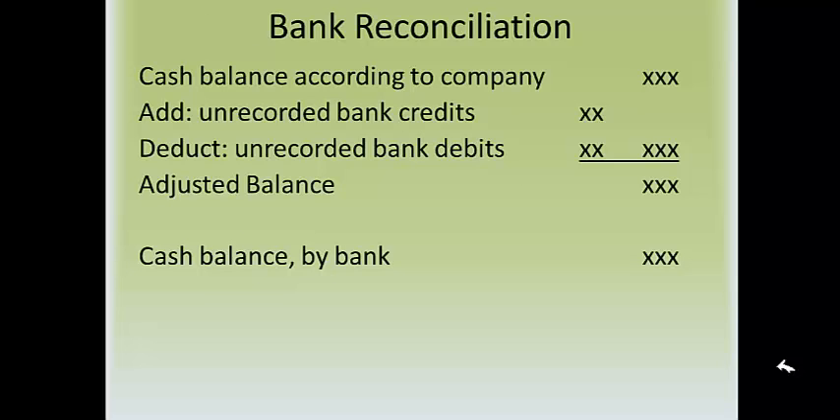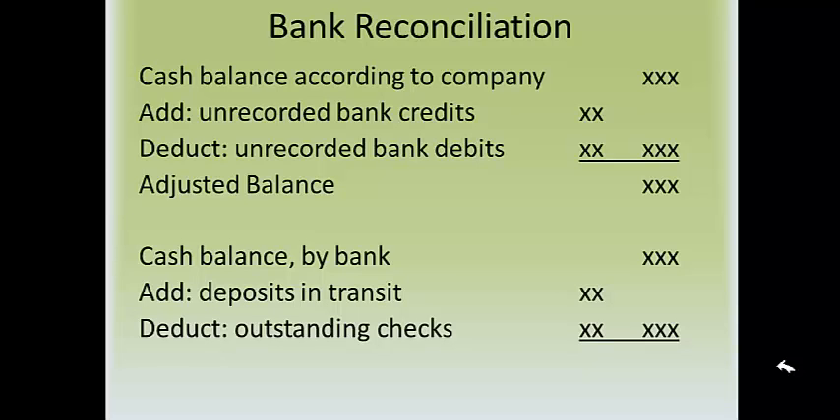And that should be equal when we do this same setup, only beginning with the cash balance by the bank, and that's on the bank statement. To that, we add any deposits in transit. So if we deposited checks into the bank account, but they haven't cleared yet, we're going to need to add those because we already recorded those on our books. Then we'll subtract any outstanding checks that have not been cashed yet, and that will bring us to our adjusted balance, and these should be equal.